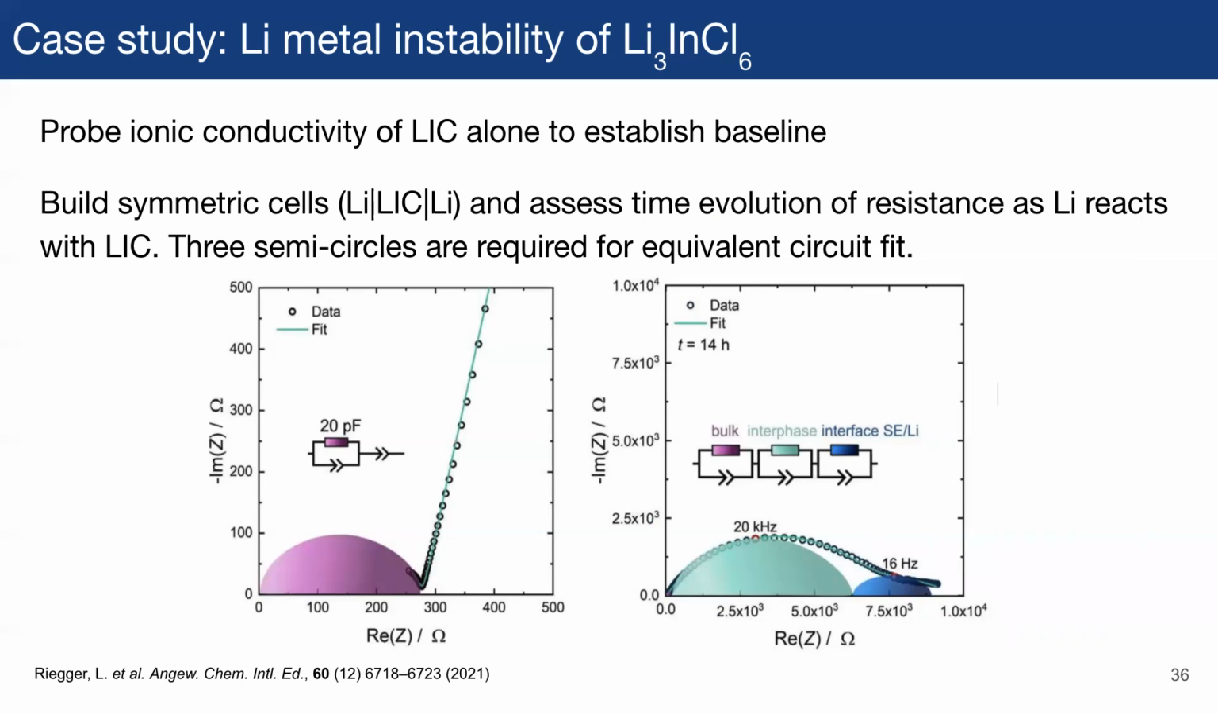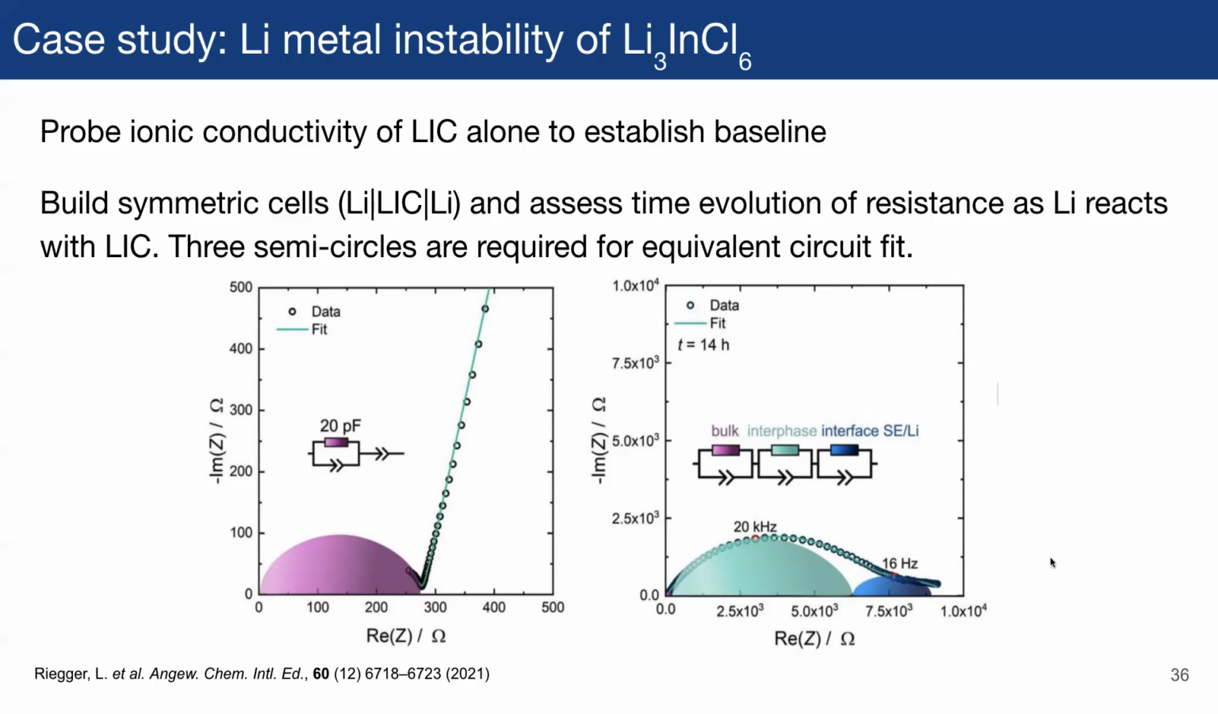And then from there, what they start doing is building symmetric cells, where they put the LIC in contact with lithium on both sides, and they assess the evolution of the resistance as lithium starts to react with LIC. We know that that'll happen based on the fact that we've seen the XPS results. Three semicircles were required for that fit.